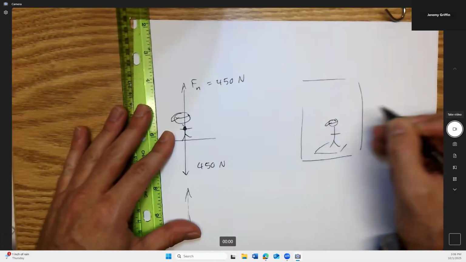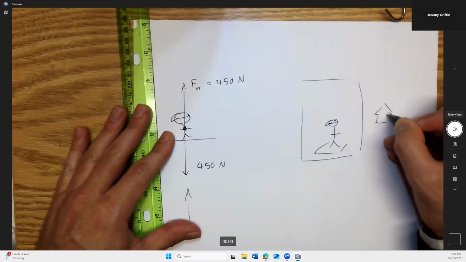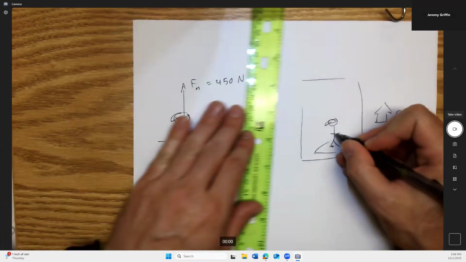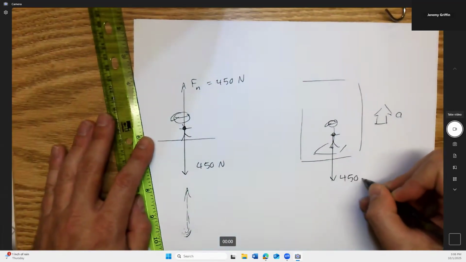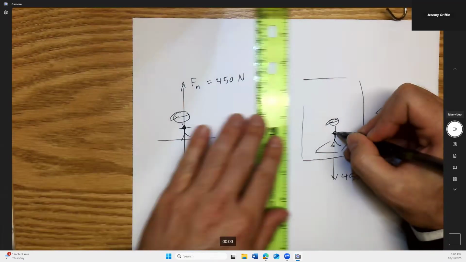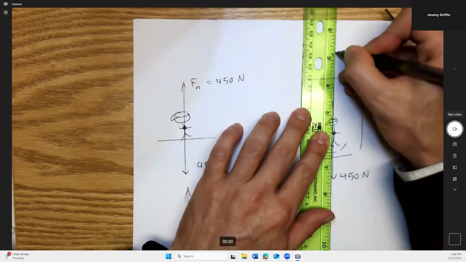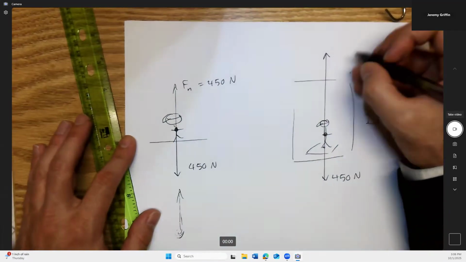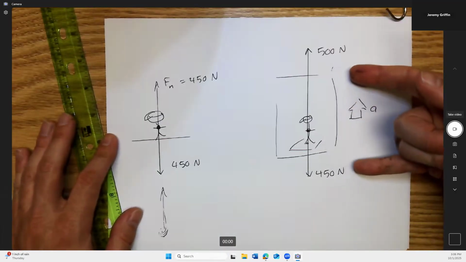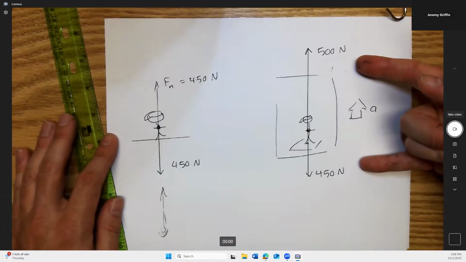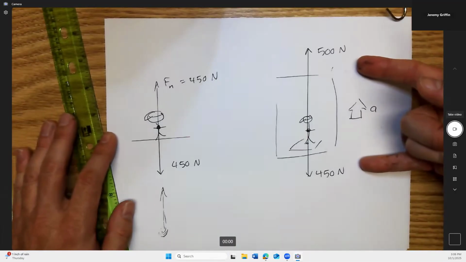Now, if she steps in an elevator, and let's say she's standing on a scale in an elevator. The whole elevator is accelerating upward. I'll do A for acceleration. Then in that case, suppose the Earth's still pulling down with 450 newtons weight, so that's her weight. Guys, could this scale and the whole floor be pushing up more than 450 newtons? Could be, for example, like 500 newtons. Could that be okay? Hey, hang on a minute. I drew different forces. Does that break Newton's third law?